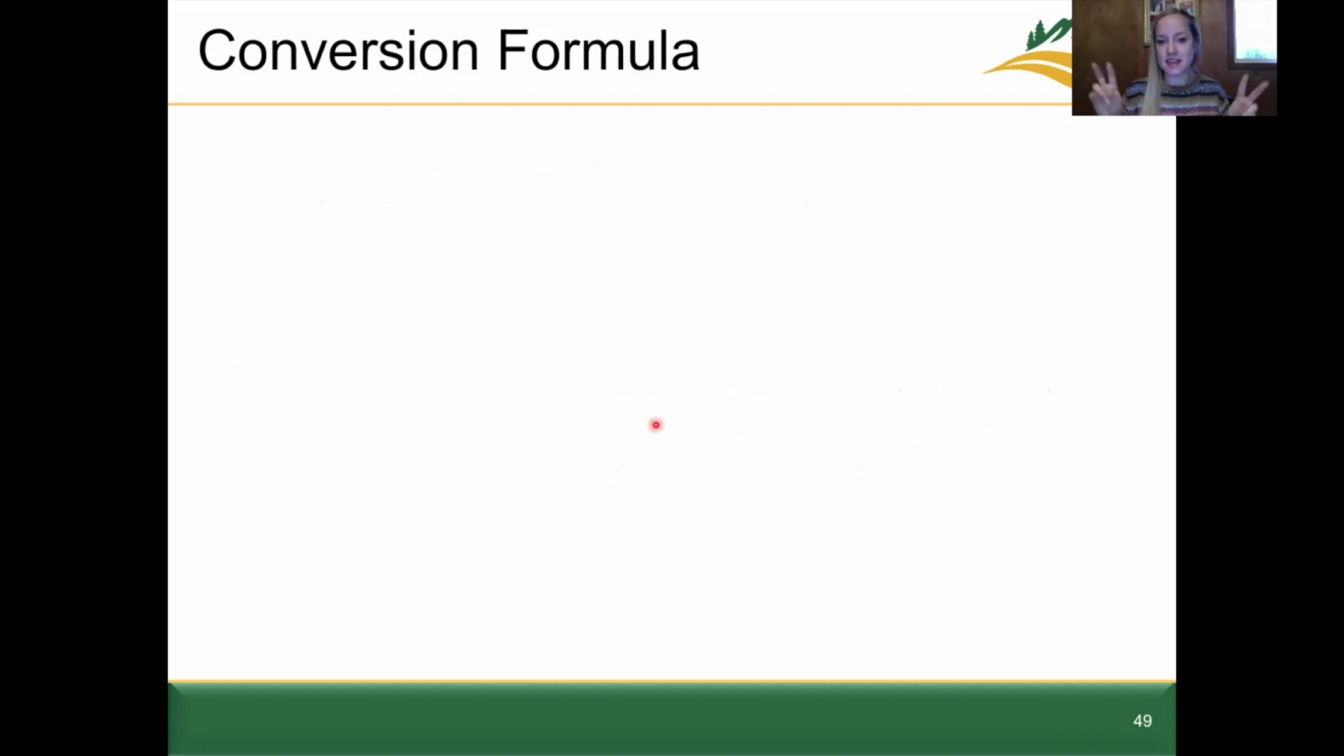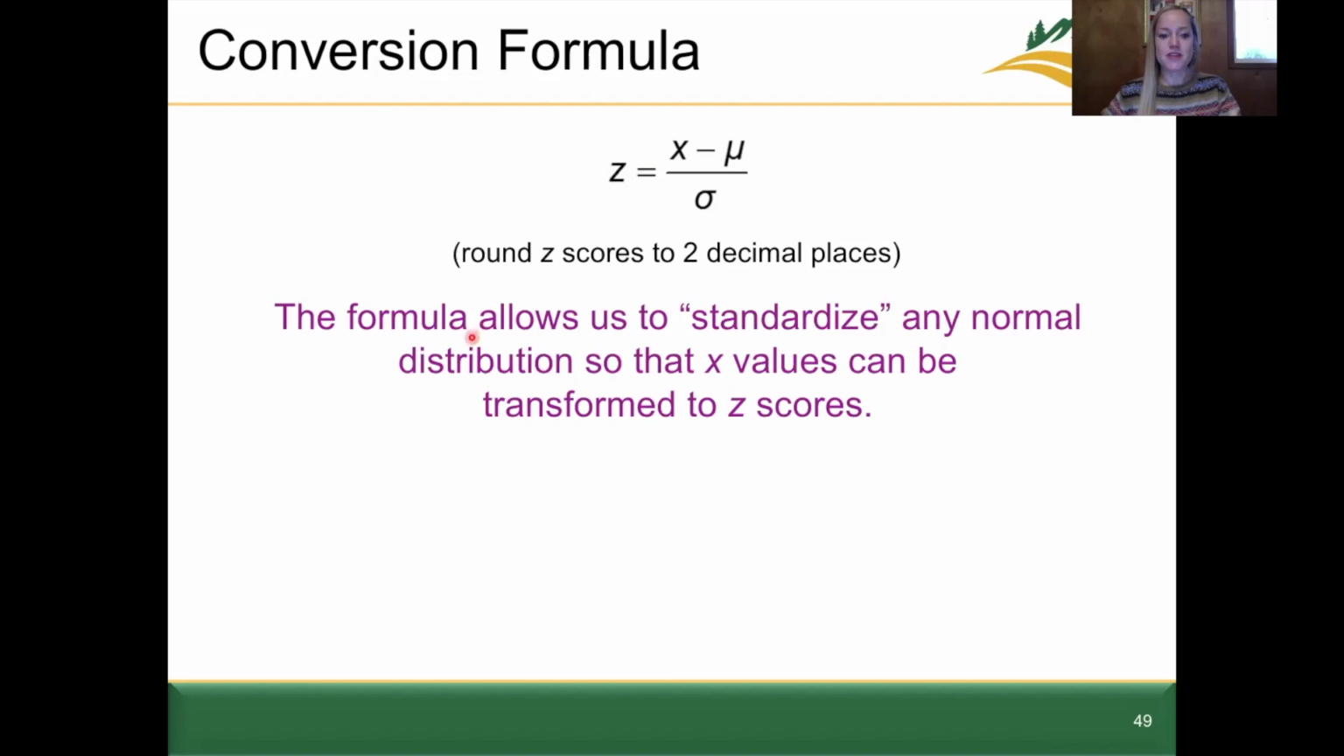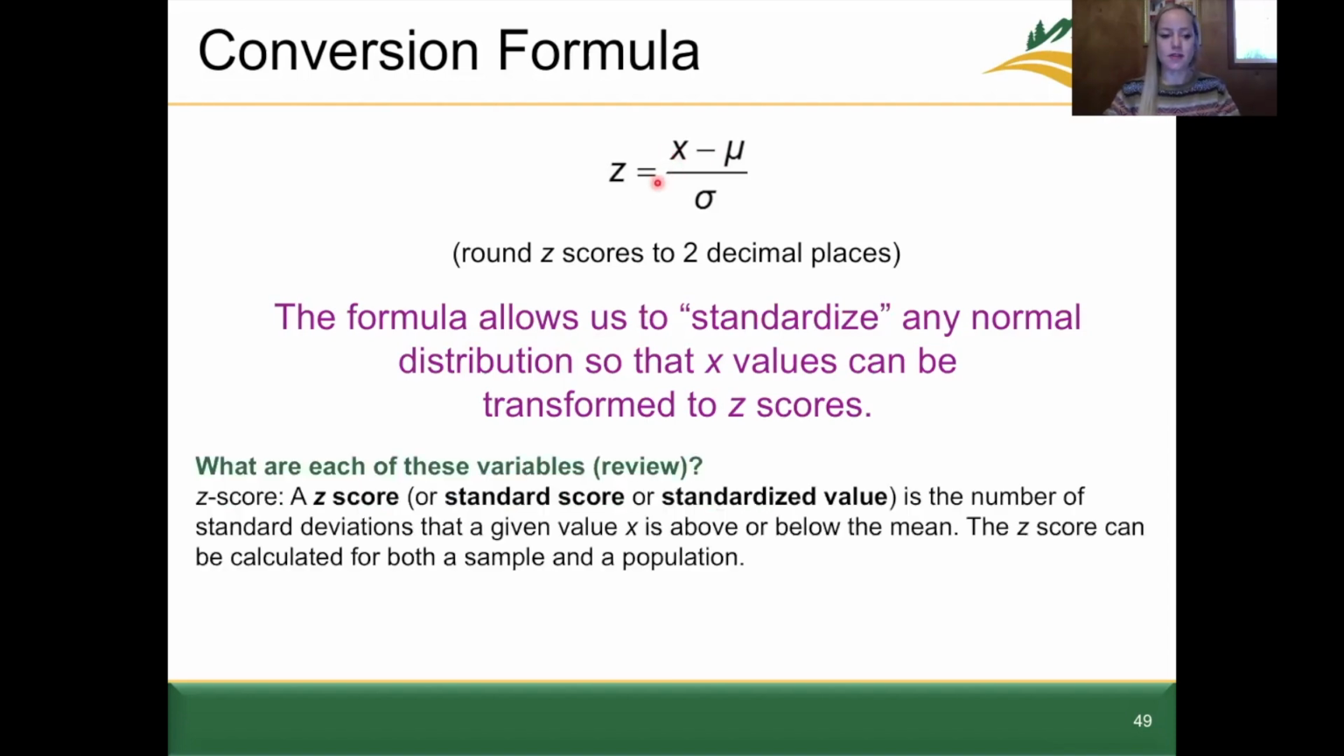Now I mentioned there is a simple conversion factor, so here it is. If we know an x value, we know a mean value, we know a standard deviation value, we can convert these into a z-score. So as mentioned, this formula allows us to standardize any normal distribution so that the x values can be transformed into z-scores. Let's review these symbols. So the z-score is the number of standard deviations that a given value of x is above or below the mean.